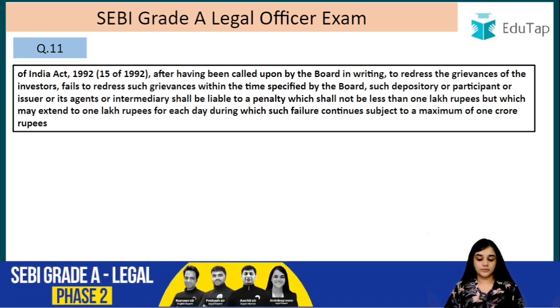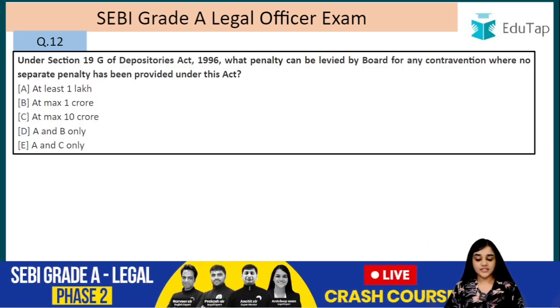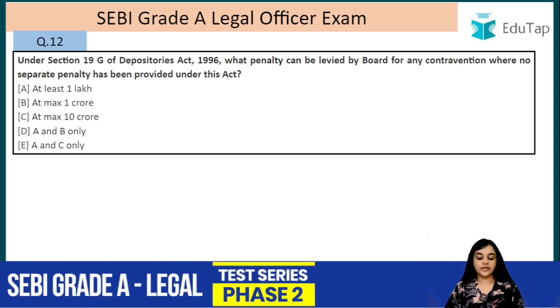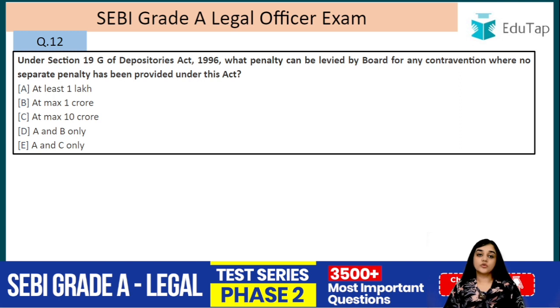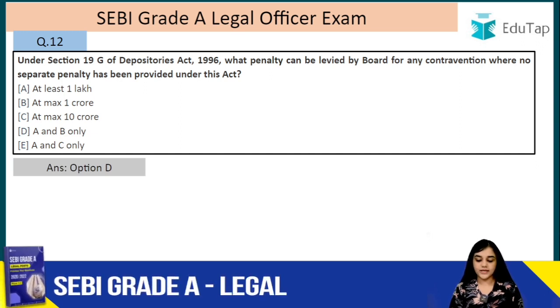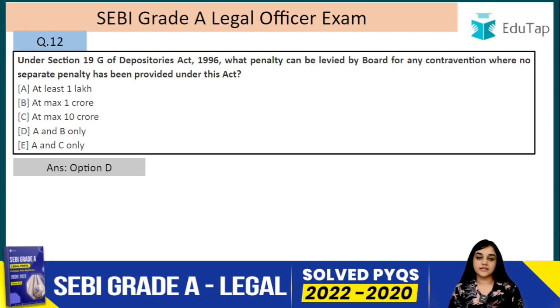Moving on, question number 12. Under section 19G of the Depositories Act 1996, what penalty can be levied by the board for any contravention where no separate penalty has been provided under this act? So where no separate penalty has been provided for some contravention, what is going to be the liability? The answer is D, that is A and B only, at least 1 lakh and maximum of 1 crore.